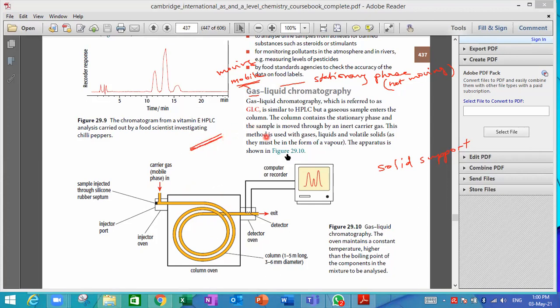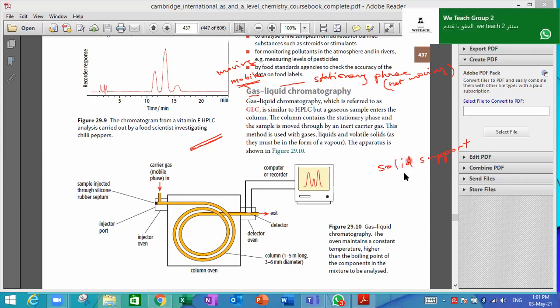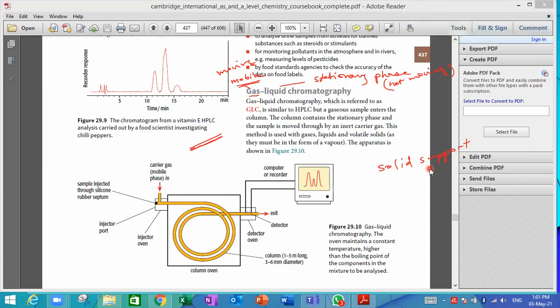So either we do that, or else in the column, we put another solid support at which the liquid stationary phase would adhere to this solid support. Okay. And in this way, it will not move. Understand, Lara? Miss, where do we place the solid support? Inside the column. This is the place, the column where separation will take place.